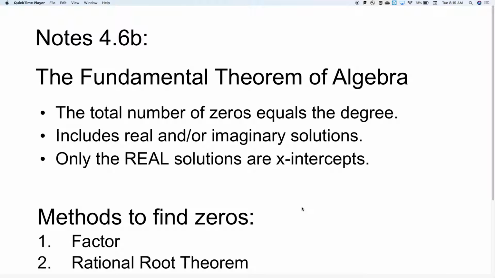And we also talked about earlier in the chapter multiplicity, like how you can bounce on the axis and have even multiplicities. So you might not even have as many x-intercepts as degrees if you have some multiplicities as well. This is just really nice to know.